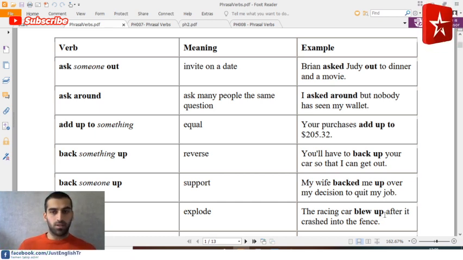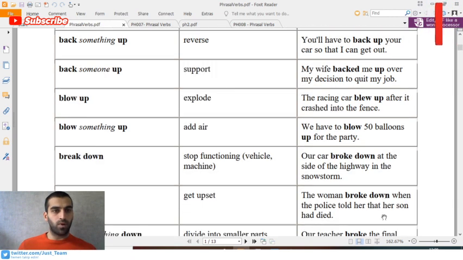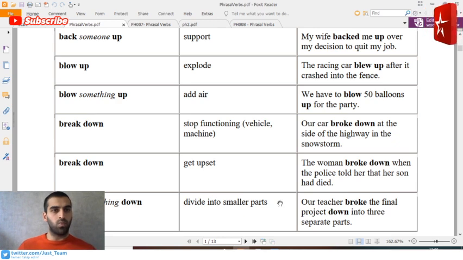Okay, so let's continue. We have blow something up. Blow something up means add air, as you see. We have to blow 50 balloons up for the party. So blow something up means add air.